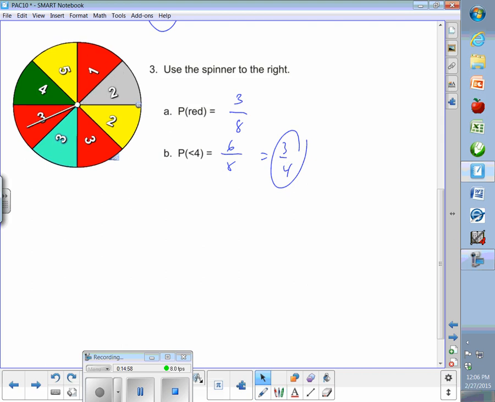0 for 1. 0 for 2. No, 1 for 2. 1 for 3. 1 for 4.